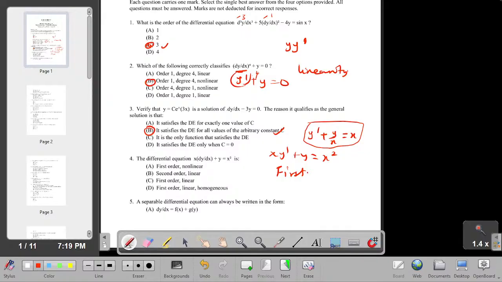So just look at the steps you are going to use to analyze your differential equation, right? Now let's test for homogeneous. The last option is first order, linear and homogeneous. So what's the condition for a first order differential equation to be homogeneous? Please, I repeat, we are doing first order differential equations.